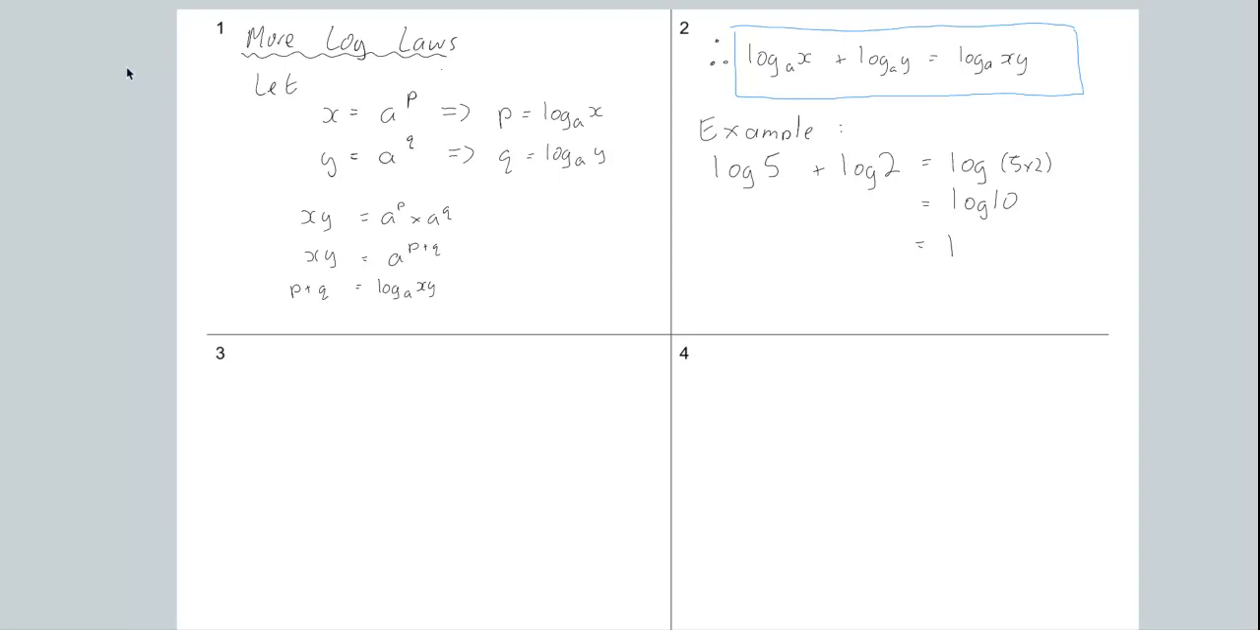And feel free to confirm this on your calculator if you want to. If you go log 5 plus log 2 on your calculator, you will get 1 as the result, or the universe explodes. One of those two things. So I'll hold on while you do it.